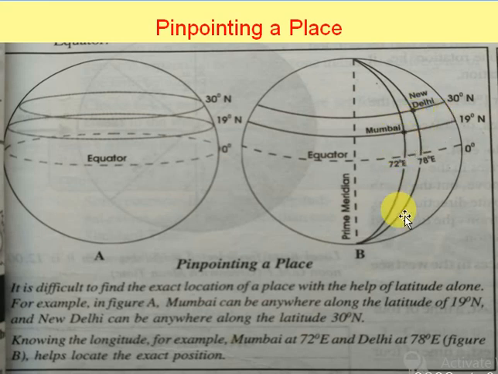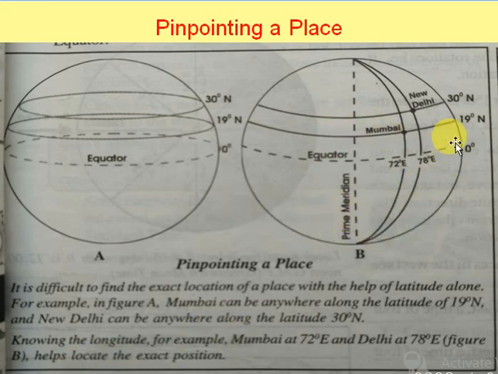Same way for Mumbai over here. 72 degree longitude, and this is your 19 degree north latitude. So this is how it becomes the exact location. Again, to remember, these are your latitudes and these are your longitudes, and you can always mention latitudes first. So knowing the longitude, for example, Mumbai at 72 degree east and Delhi at 78 degree, figure B helps to locate the exact position.